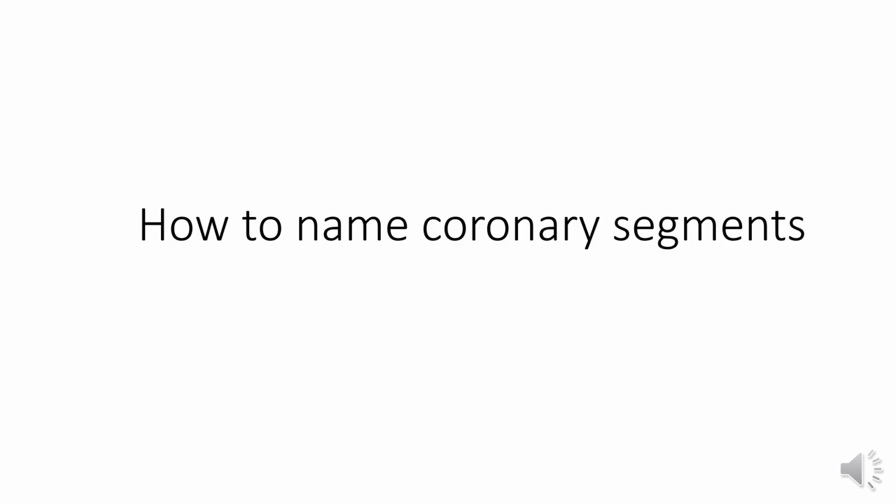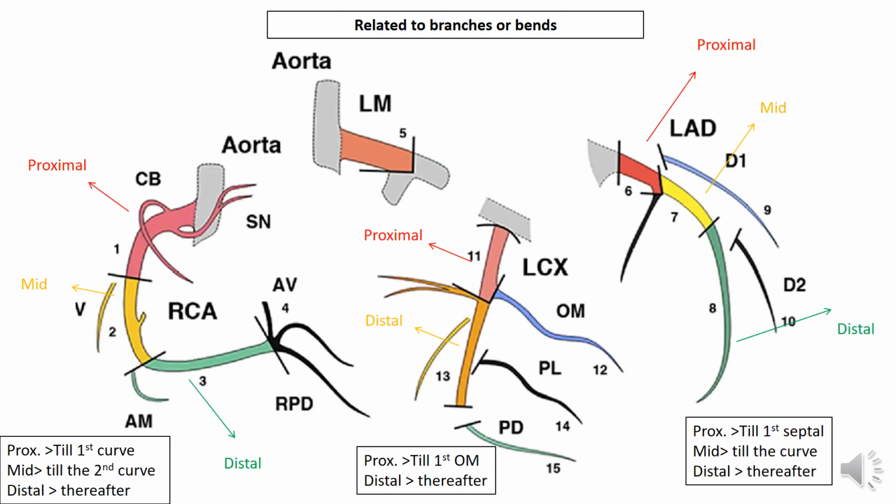So coming to the next question, how to name coronary segments. Starting from the left system, the left main artery gives rise to the left anterior descending artery and the left circumflex artery. The left anterior descending artery, or LAD, is composed of three segments. The proximal segment ends when the LAD gives the first septal or first diagonal branch, and the second segment ends when the LAD bends downward, and the third one is the continuation of the LAD till the apex of the heart.